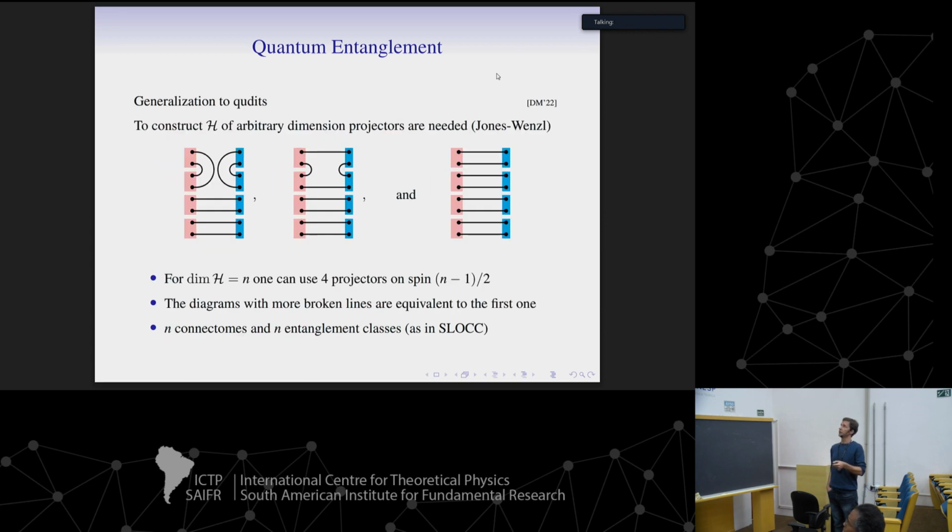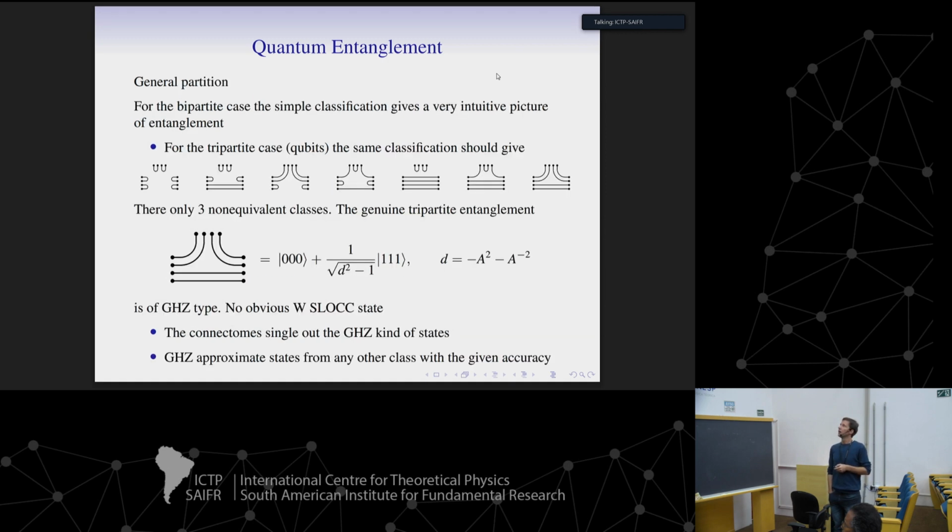So you just focus on the four pairs of points on top, and you draw all possible ways of connecting the two sides. So these are all possible SLOCC classes. You can also try to extend this to a higher number of partitions, for example a triplet of qubits. You can try to draw all the possible diagrams.